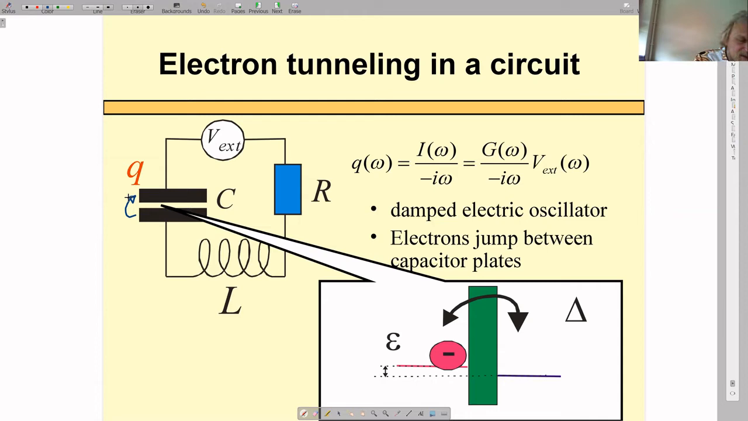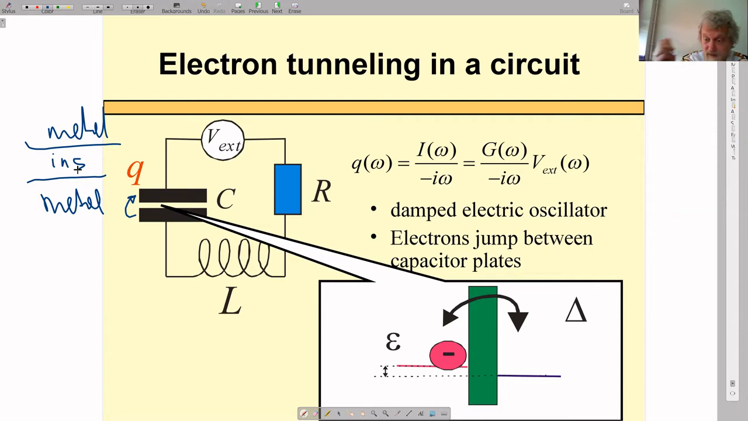So what is a capacitor? Is two metals separated by insulator. So it's a barrier for electrons to go. But one can imagine that some tunneling would happen between the states of two metals.